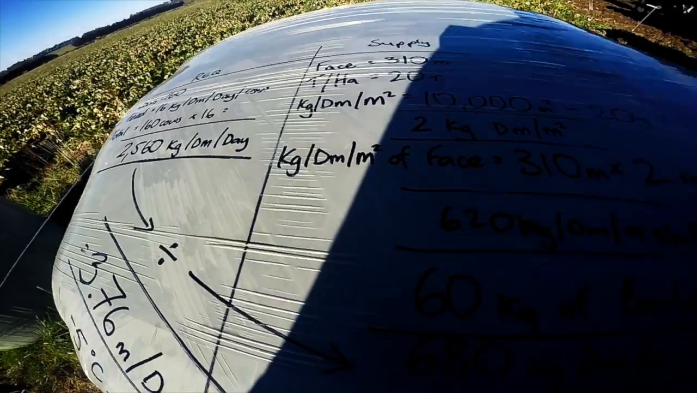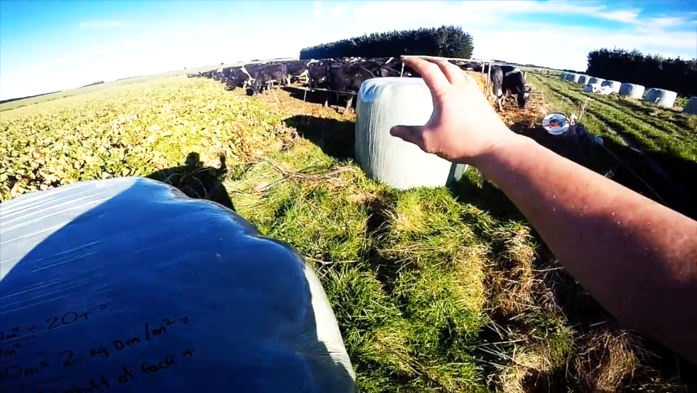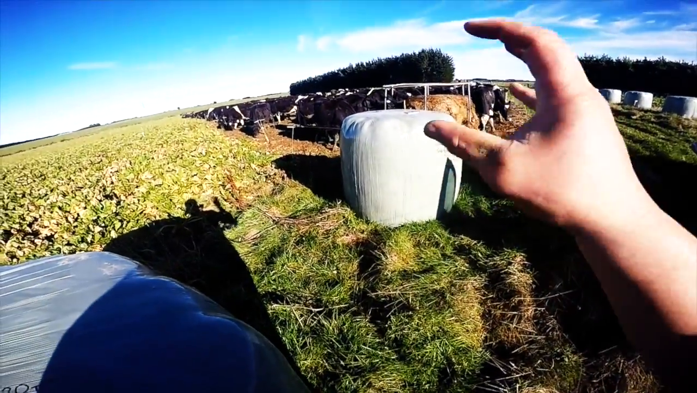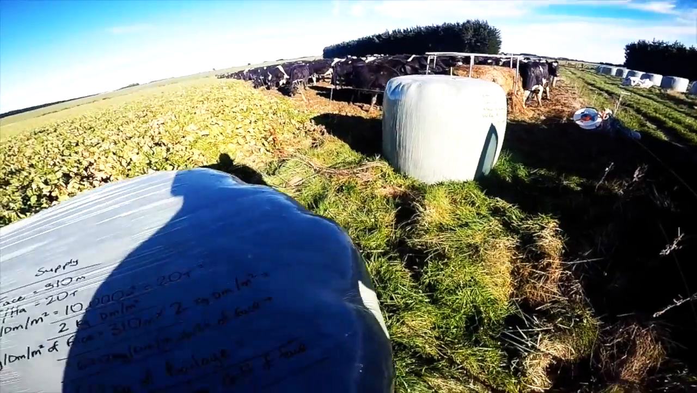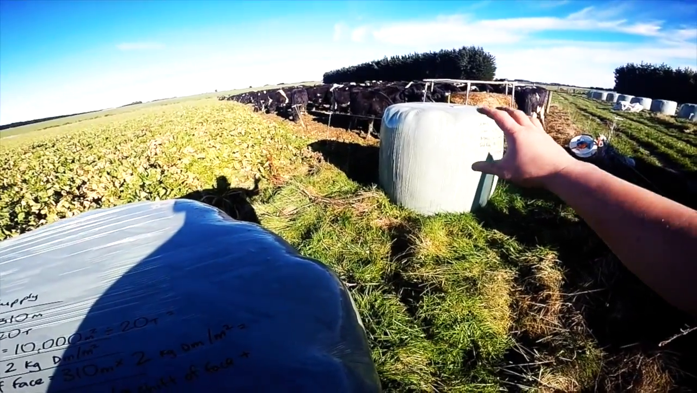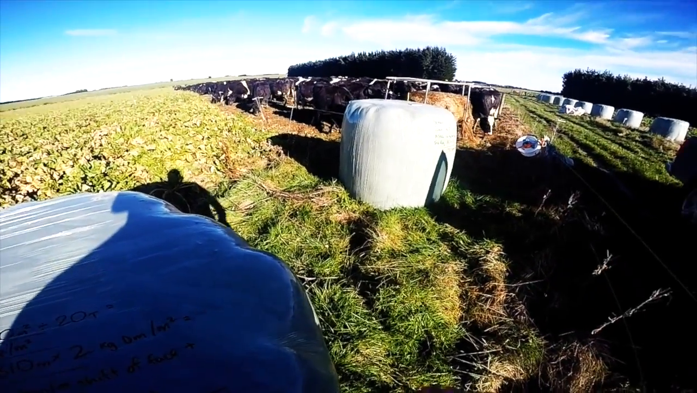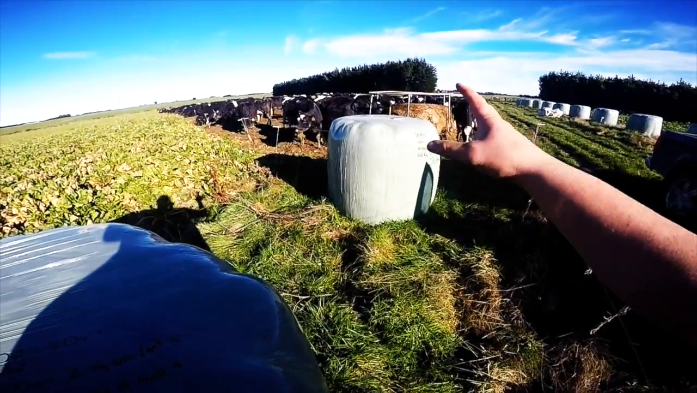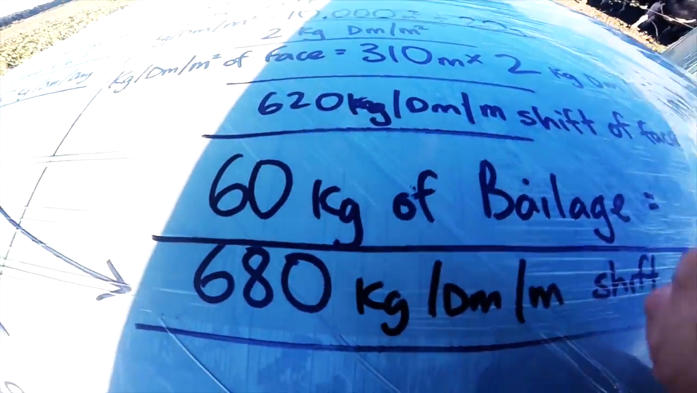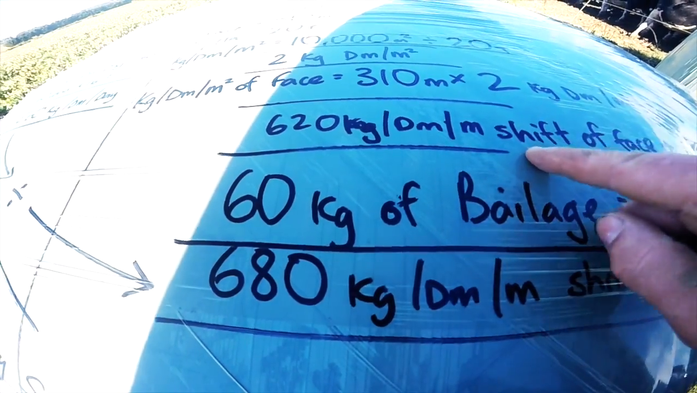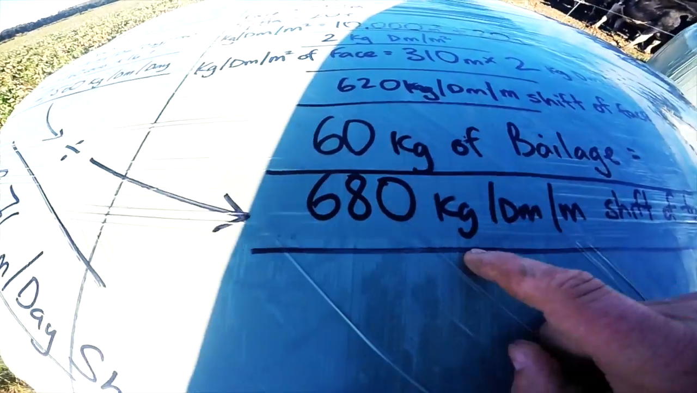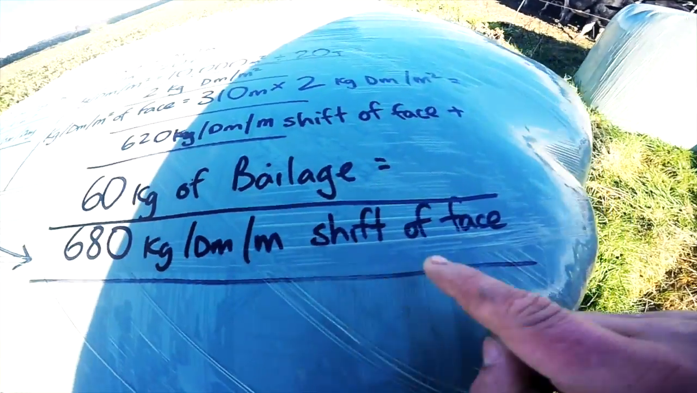Pretty simple equation, right? You've also got to take into account that there is 1 bale of baleage every 3 metres in this crop. In each bale of baleage there's 180 kgs of dry matter. So to figure out how many kgs of dry matter the cows are going to be getting per metre shift, you'd go 180 divided by 3, which is 60 kilos. You add that 60 kilos onto your total. So you've got 620 kgs of dry matter per metre shift of fodder beet plus 60 kgs of baleage equals 680 kgs of dry matter per metre shift of the fence.